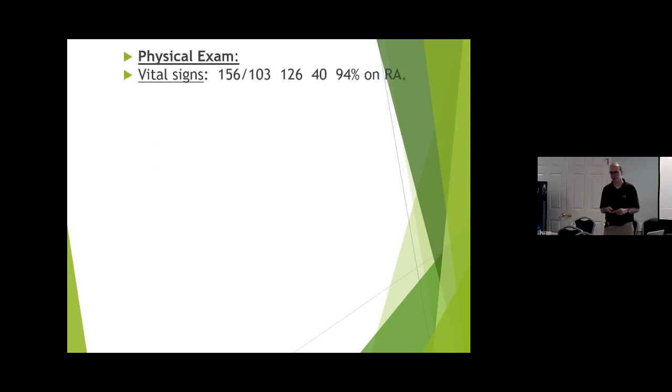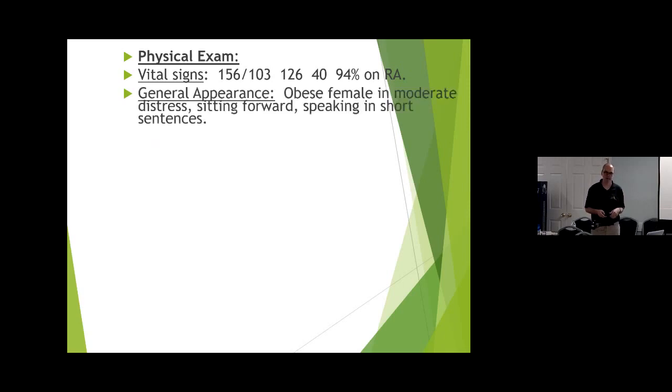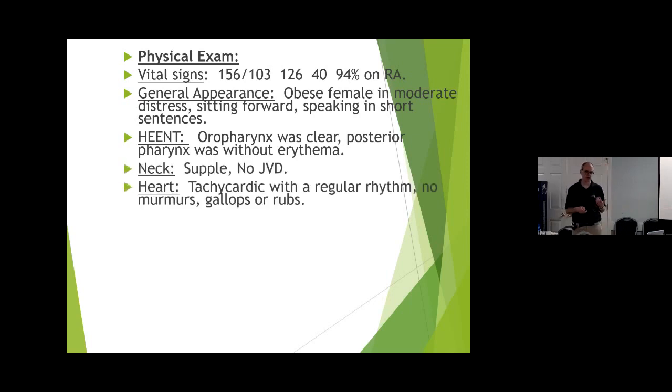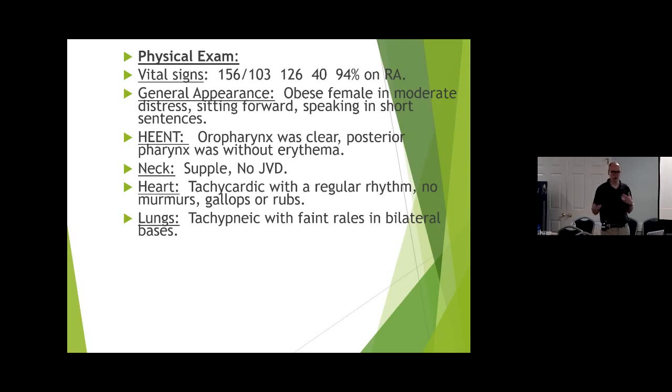So we looked at her, and her blood pressure is 156/103. She's tachycardic. She's 94% on room air, but she's breathing 40 times a minute. She's working hard to breathe. She's obese. She looks sick. She's sitting up, tripoding. She can only speak in 2-3 word sentences at a time. Everything else is okay, right? She's tachycardic, don't really care. She's sort of wheezy, crackly. It's hard to hear because she's breathing real fast.